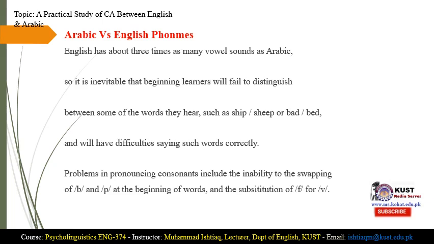As far as consonant sounds are concerned, they are again not the same or similar, but the contrast between their sets of consonant phonemes is not that glaring or conspicuous. It is the case in the vowel phonemes of Arabic and English. So look again, we say that English has about three times as many vowel sounds as Arabic.